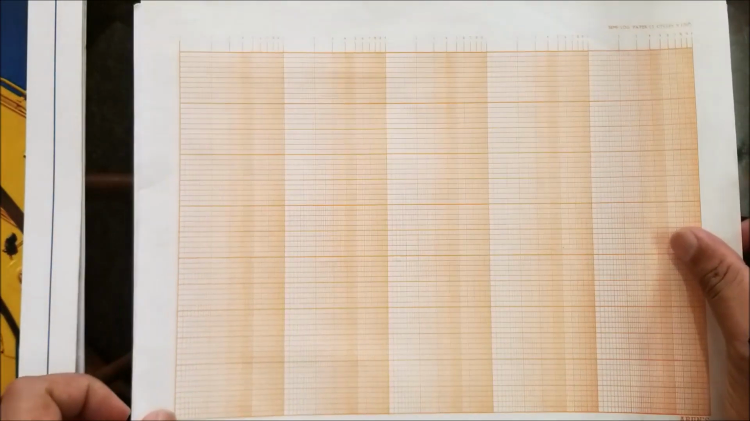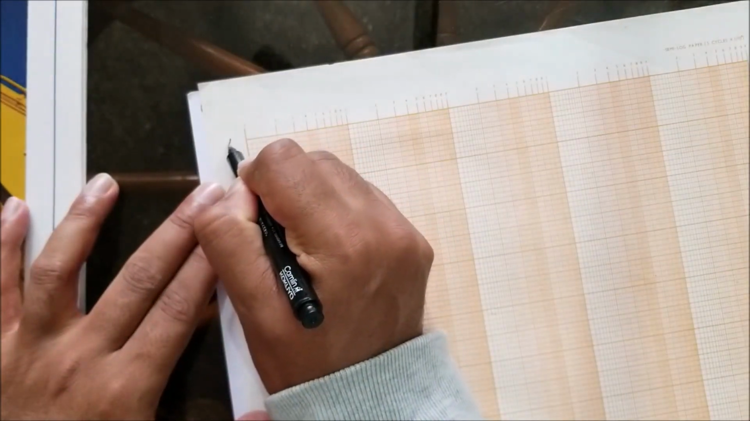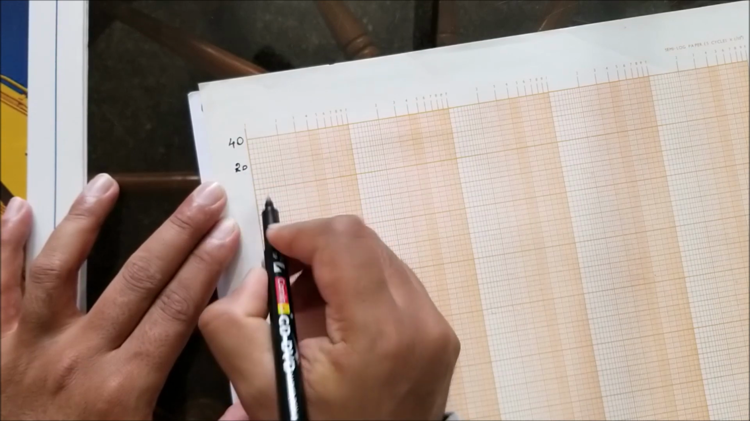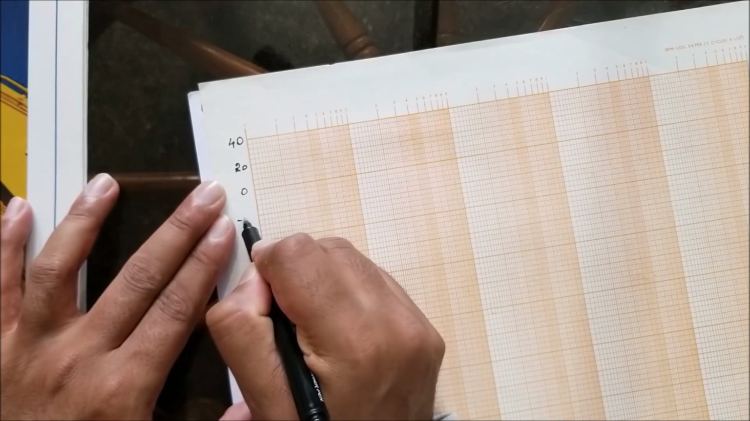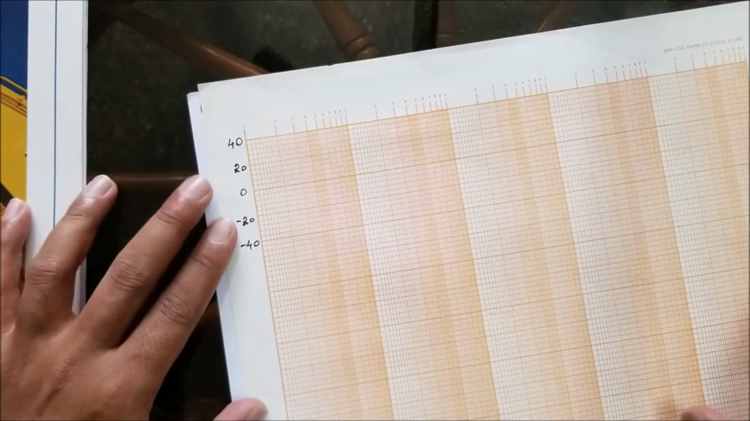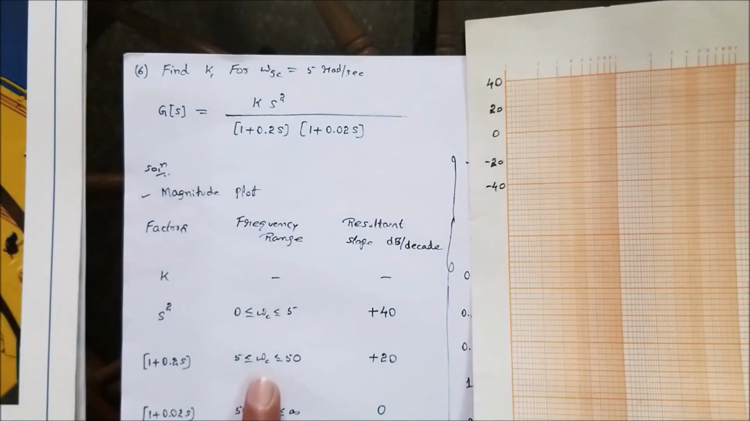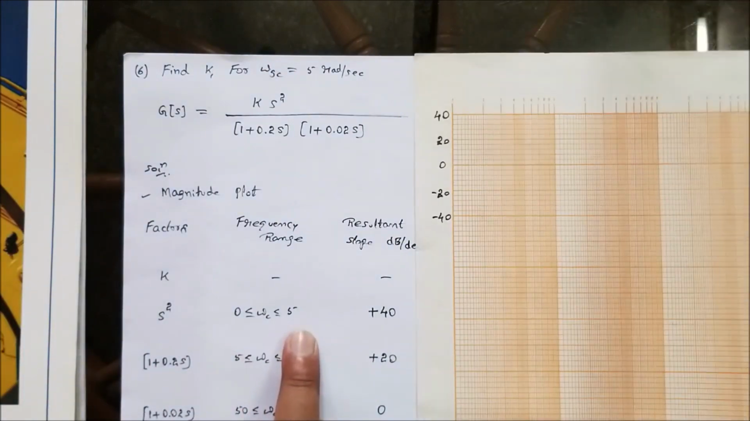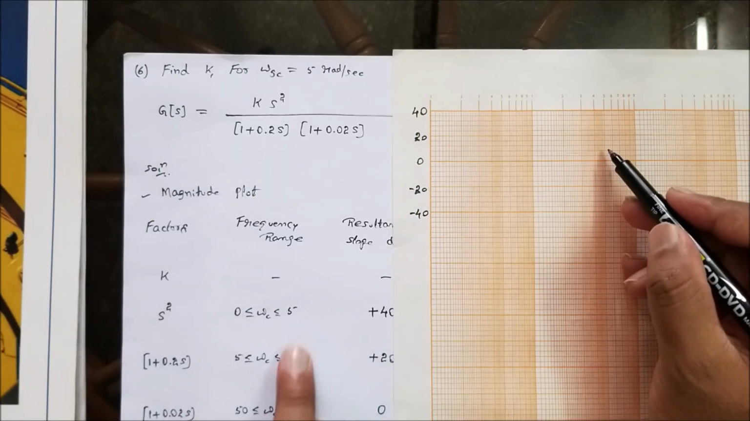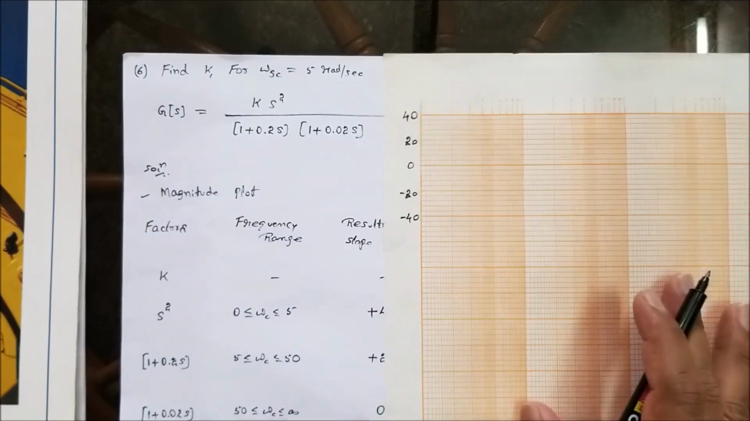I require positive slopes for this problem. So therefore, let me say I'll start from 40 itself. 40, 20, 0, minus 20, minus 40. So if I observe, it is varying from 0 to 5. So 0 to 5 radians per second will be here, and from 5 to 50. So I require more space to construct it.